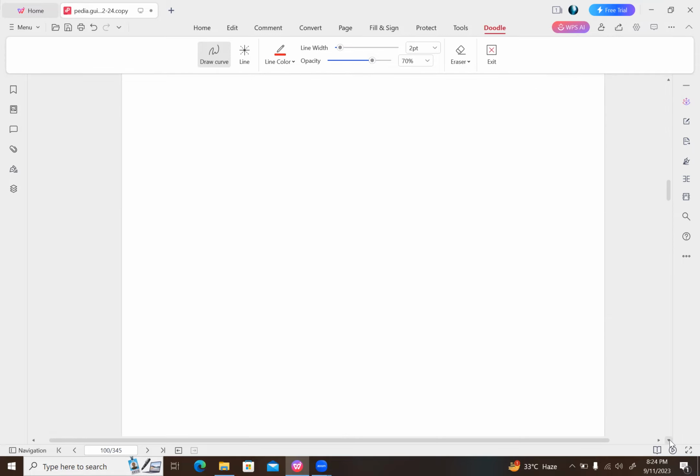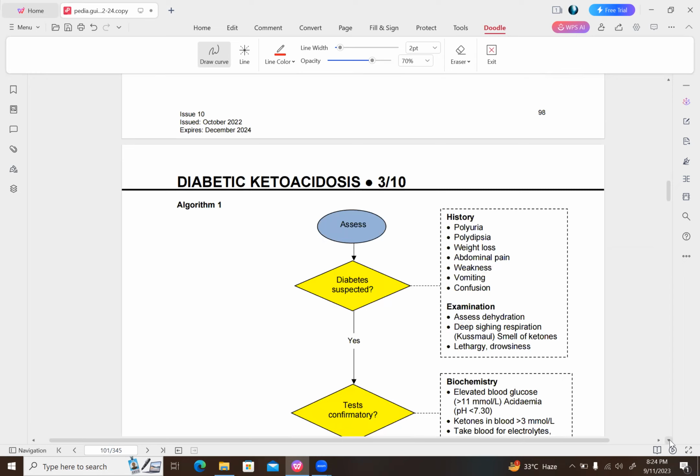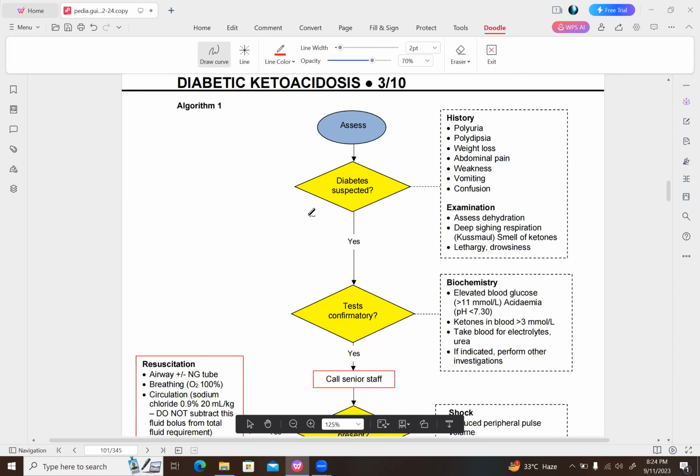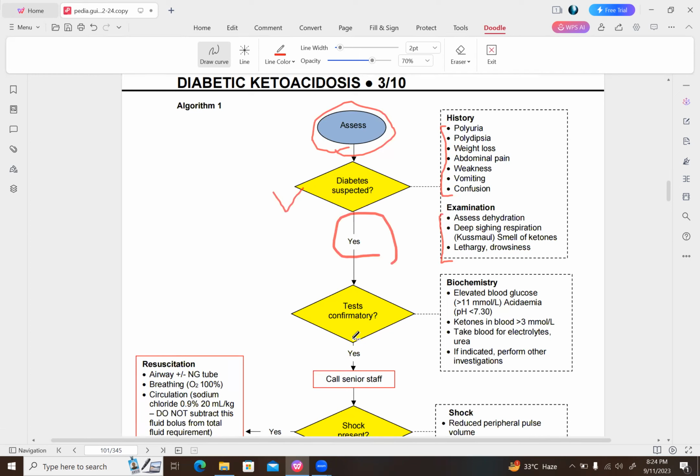Now coming to the important thing, that is the algorithm. You have to assess, and you take the history as I have discussed above. You examine the patient, and if you suspect diabetes, then you have to do the test. Suppose blood glucose is more than 11 and your pH is less than 7, meaning metabolic acidosis and elevated glucose, with ketones more than 3. Remember these values. So it is more likely diabetic ketoacidosis.